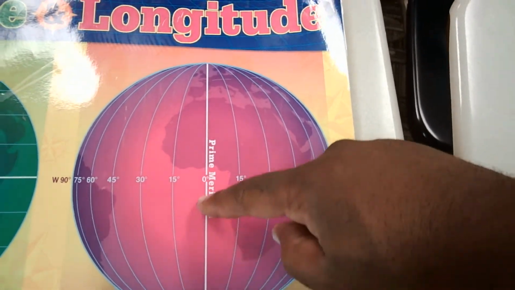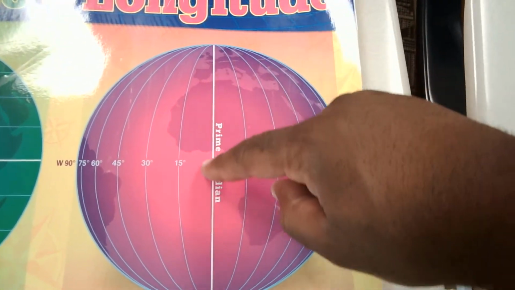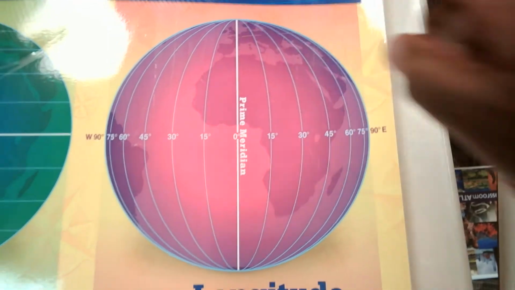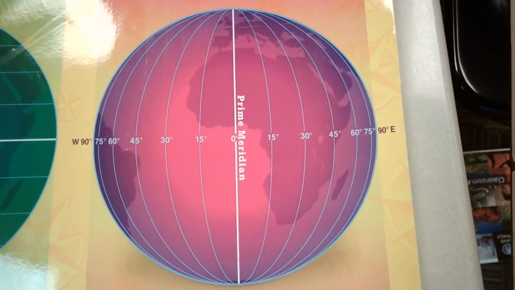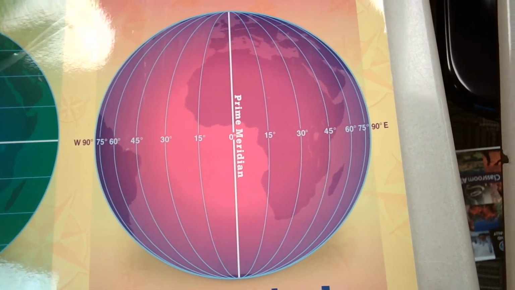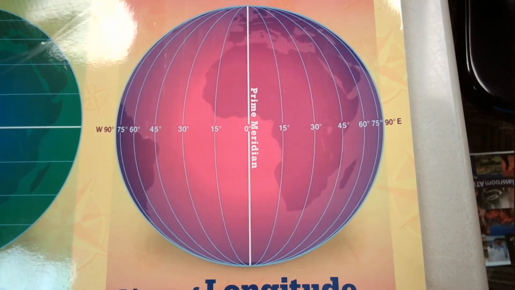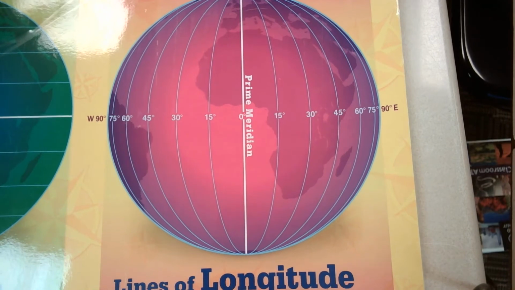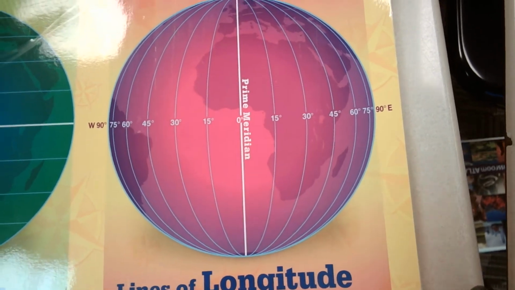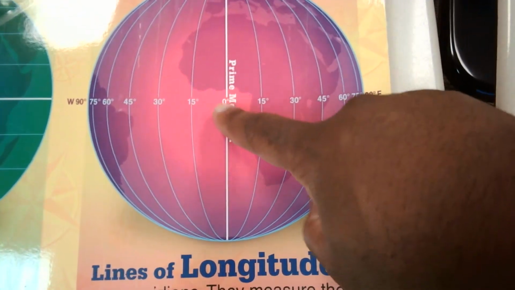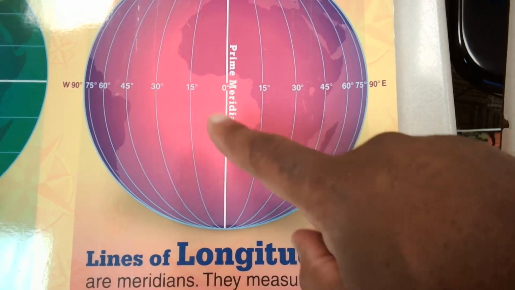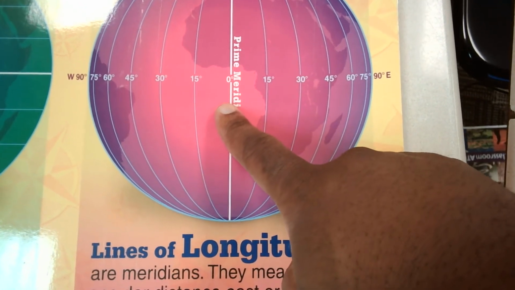So we have the 0 degree longitude line. This is called the prime meridian. Some of you have probably heard that term before. Now, just the prime meridian, longitude lines run north to south, but their measurements are east-west, because think about it. You are measuring the lines of longitude from the prime meridian. So the prime meridian is 0 degrees.